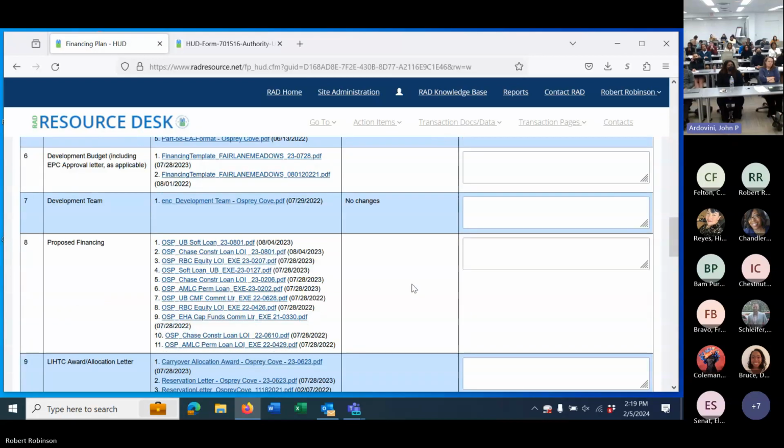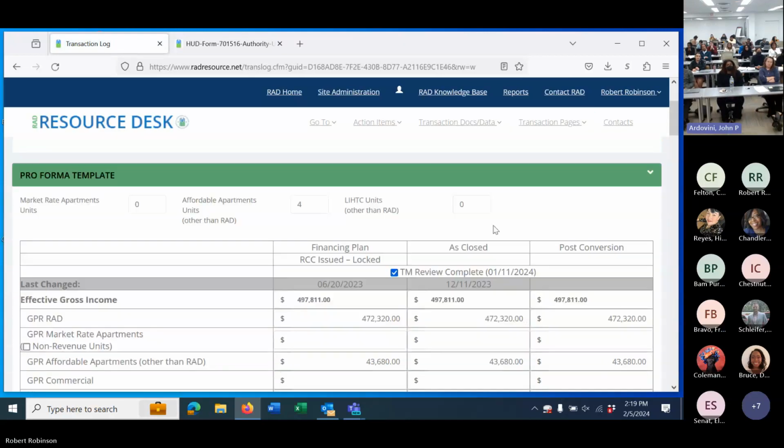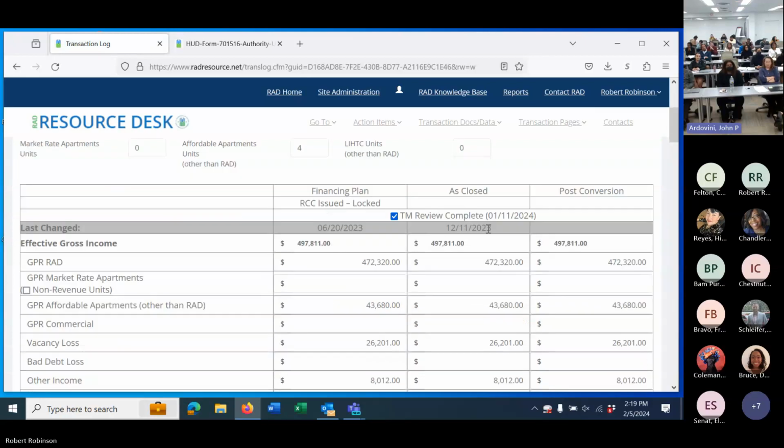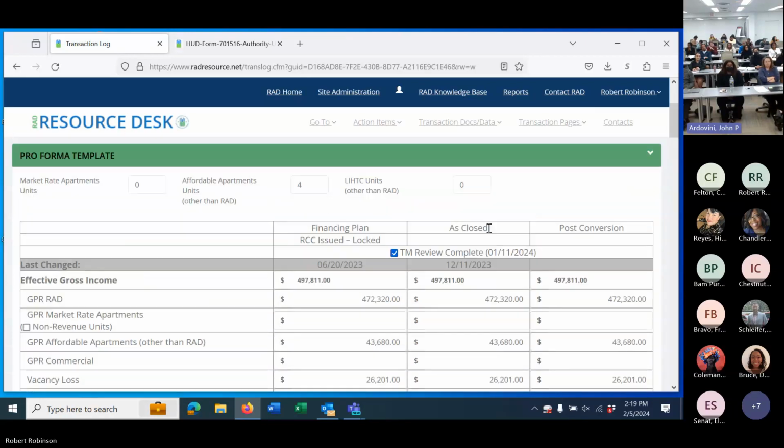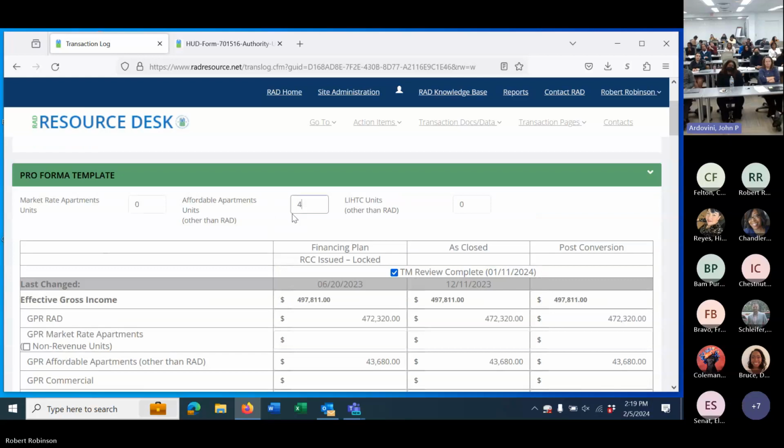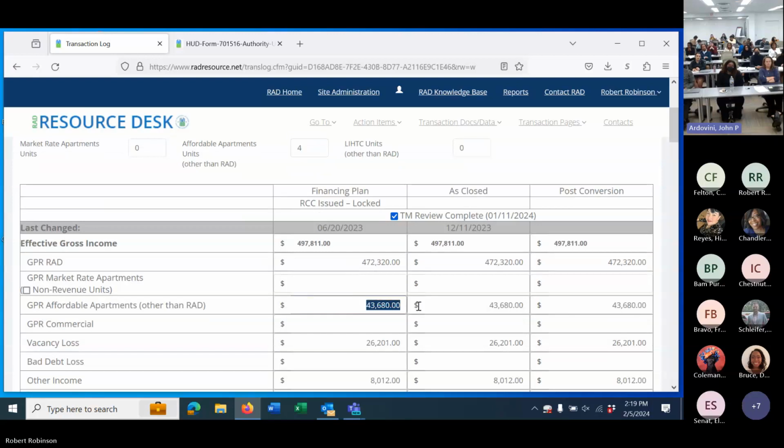So the next section is where the PHA provides the development budget, which essentially is filled out within the resource desk on the transaction log. We have a section that carries the operating pro forma, and then we also have the sources and uses in the same section. I did mention the 4 affordable units. It's shown right there. If you add that to the 52 units, that comes to 56. They're showing us that that's the revenue for the affordable apartments.